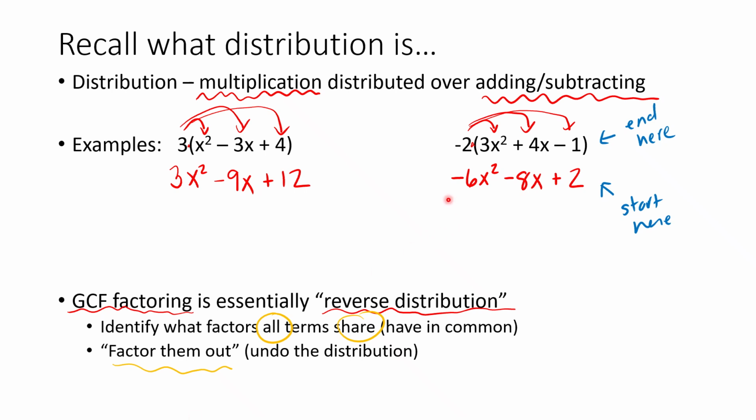So for example, if we started here and ended here, if you see where I'm pointing, we would say we factored out a -2. Okay, we wouldn't necessarily say we undistributed it, even though that's what we're doing. We would say we factored it out.